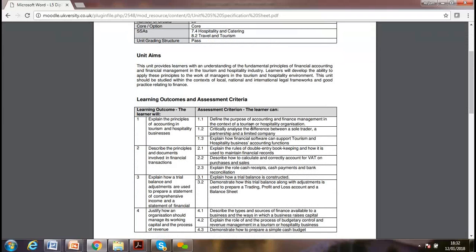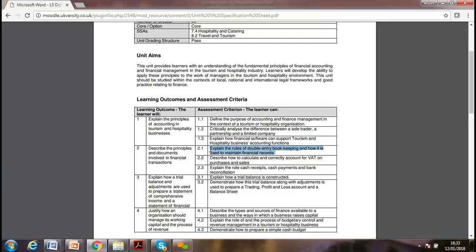So up to now we have covered defining the purpose of accounting and financial management. We linked it with the hospitality industry and explained it as well. We critically analysed the difference between sole trader and partnership. We discussed Sage and other accounting software, which we can use for tourism and various other industries as well. And we discussed how many customers they have and how we can use the software.